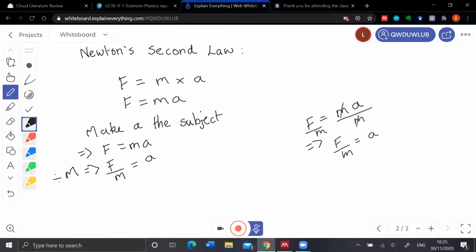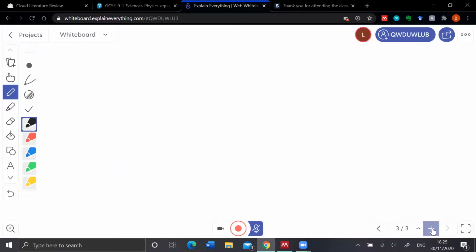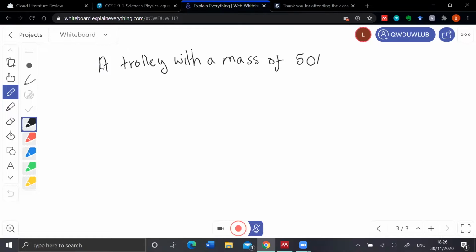It's the same thing. So let's think about a question you may get on this. New whiteboard. Let's have a question on this. It's very common. So, a trolley, like you have in the supermarket. A trolley with a mass. They're quite heavy, aren't they? 50 kilograms. I'll try and make it so you don't have to use calculators in this class, but I won't promise.